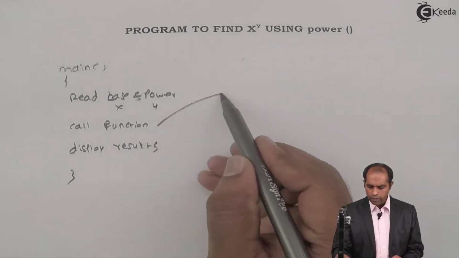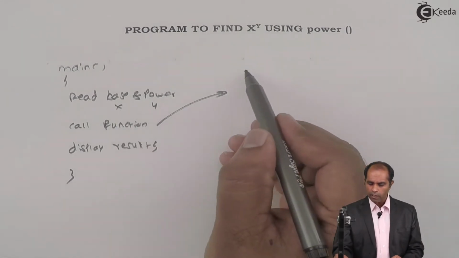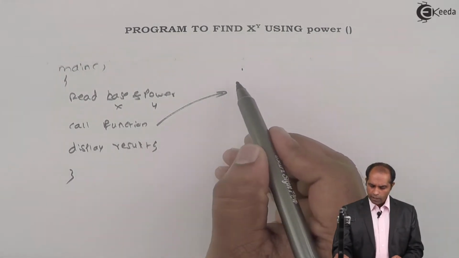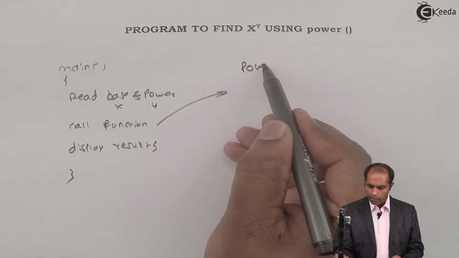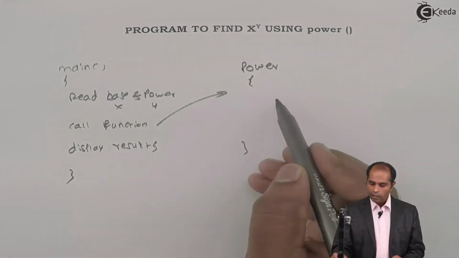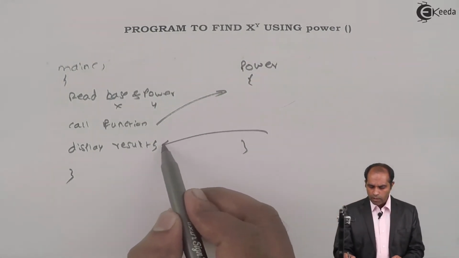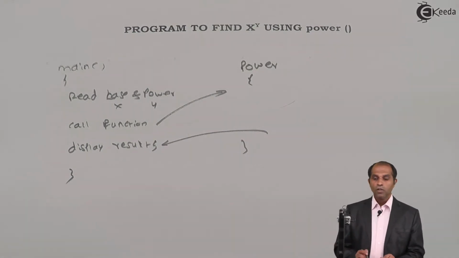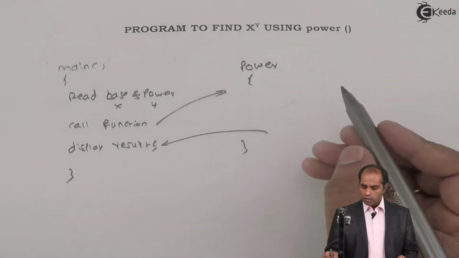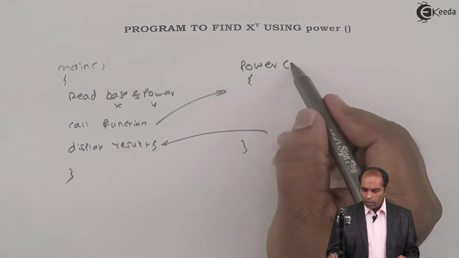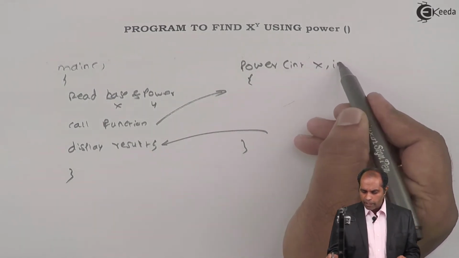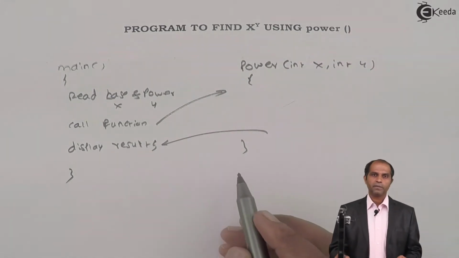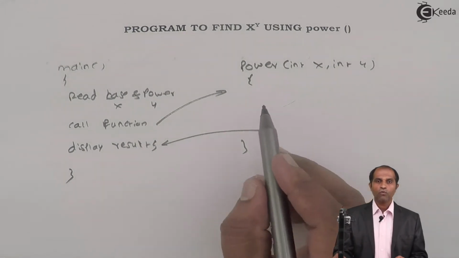So when I call a function, the values which are there in x and y will go to this particular place. And then this function has to be named as power. And this function should return some result back to this particular code. So how do I find x to the power y? Simple task. You have to multiply x by itself how many times? y times. So run a loop which will go for y times.